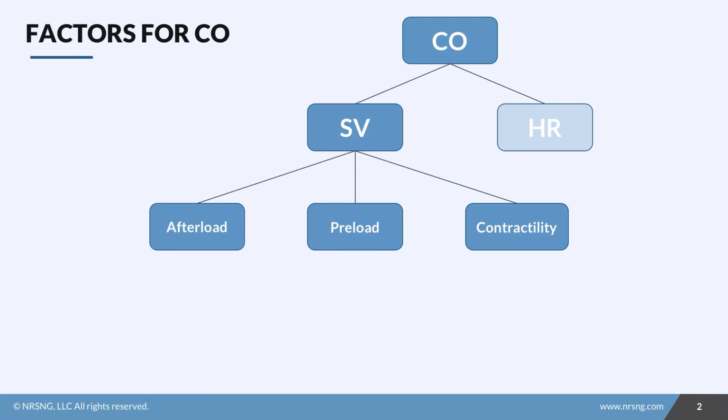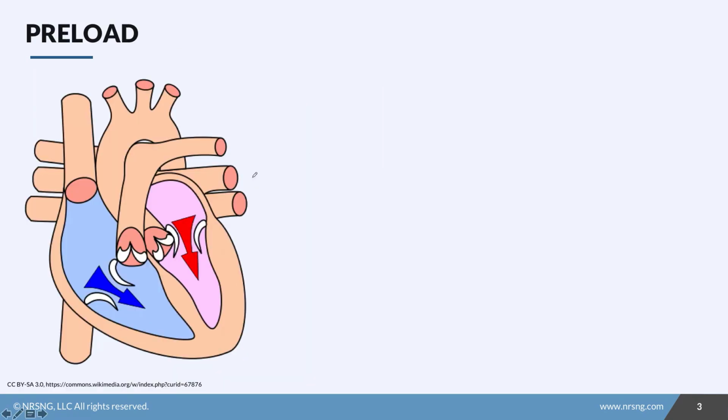So, if you remember, cardiac output is equal to stroke volume times heart rate. And there's three factors that affect stroke volume. Those three factors are afterload, preload, and contractility. So let's zoom into each of these three factors that affect stroke volume because it plays such an important role in cardiac output. And then we'll try to put it all back together at the end. So, first, let's talk about preload.